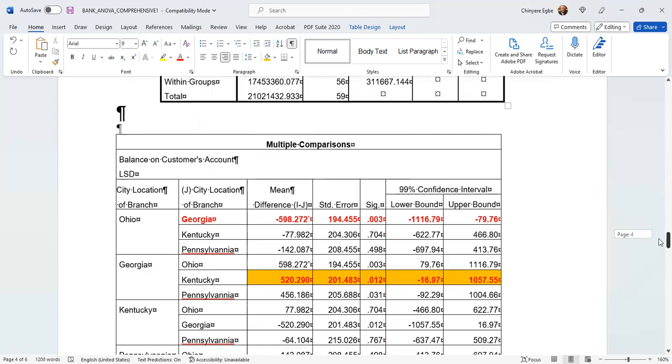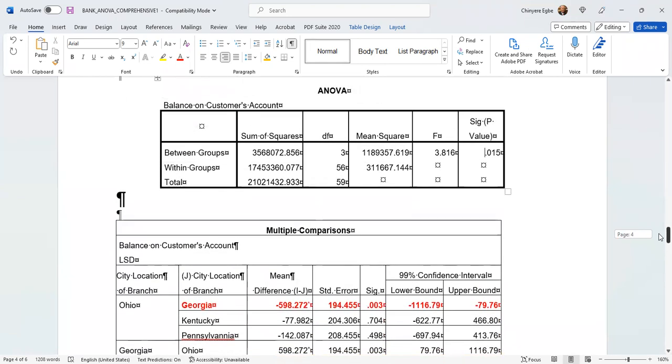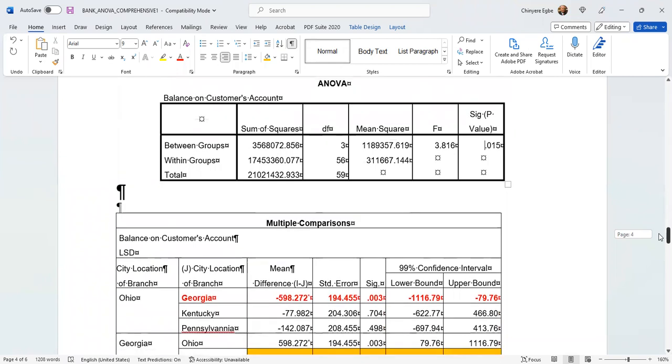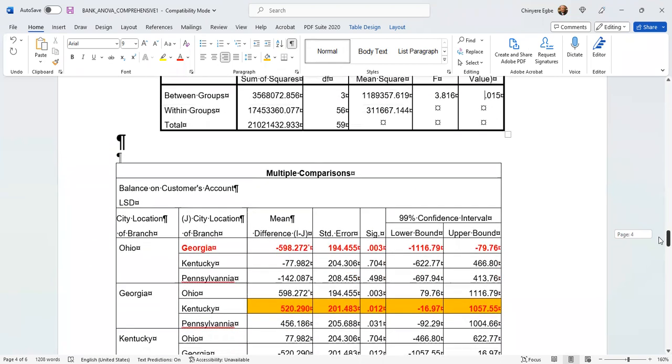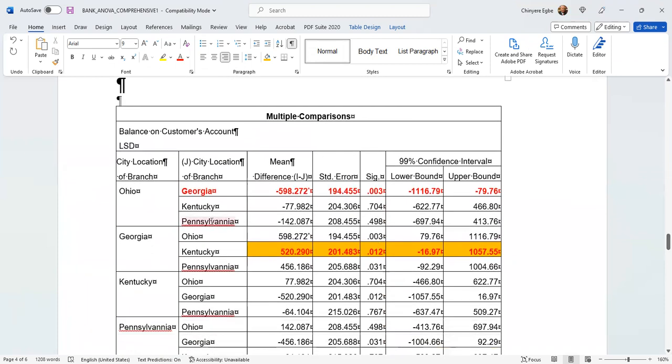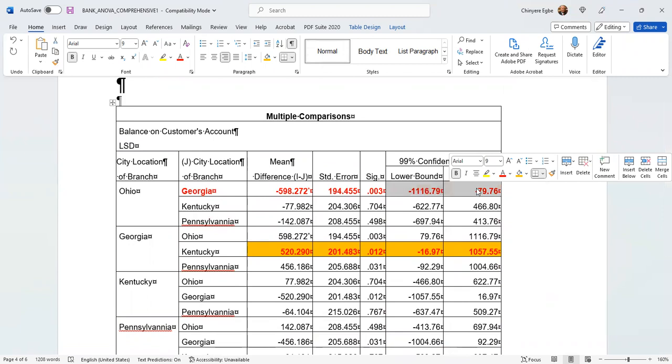So once you have rejected that null hypothesis, and we are testing at 0.015, you ask yourself, which of the branches is different? We are looking at Ohio, and we compare Ohio to Georgia, and you see that Ohio and Georgia are different because you are rejecting the null hypothesis of equality between Ohio and Georgia. You see the negative values? So in this case, you are saying that Georgia and Ohio are not the same.